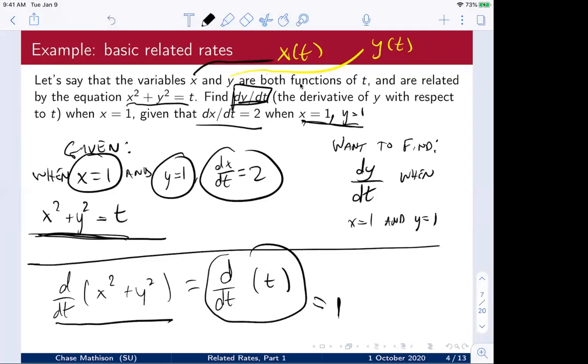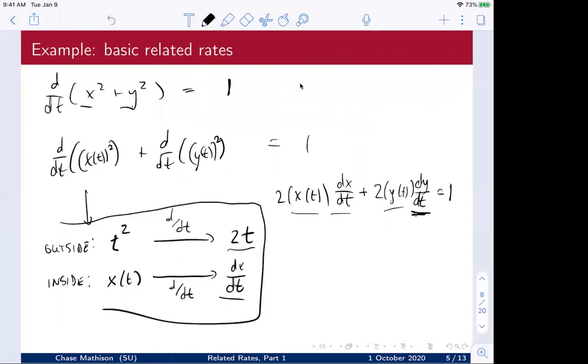So we're just going to plug in all of our given quantities now. I'm interested in dy/dt when x is 1. So I'm going to get 2 times 1 times dx/dt, which is 2, plus 2 times y, which is 1, times dy/dt. Well, that's just what we're trying to find. And then this is still equal to 1.